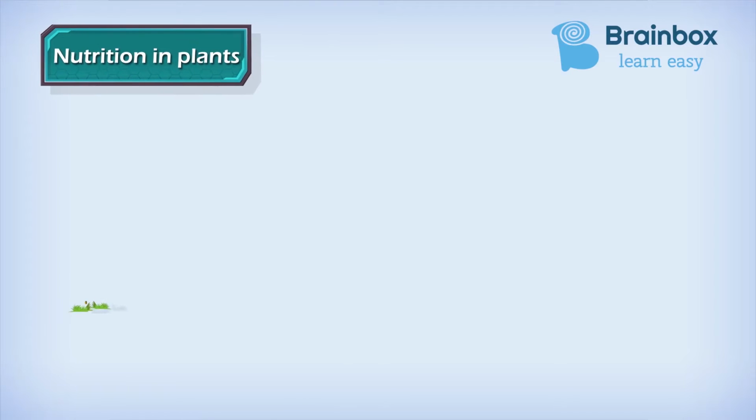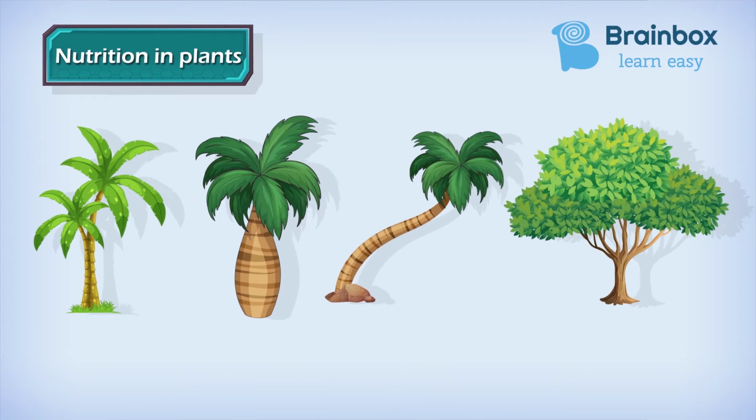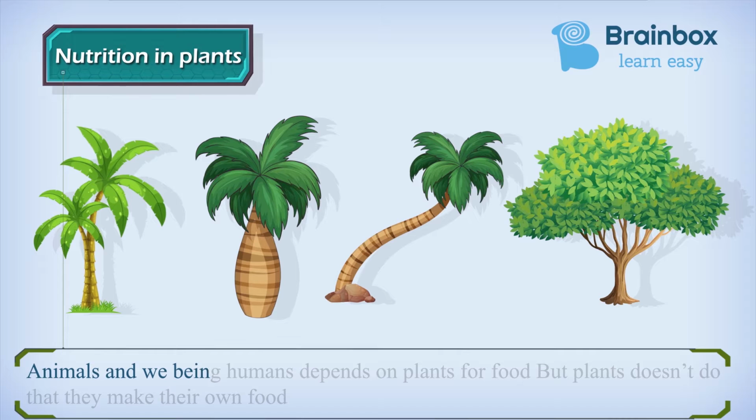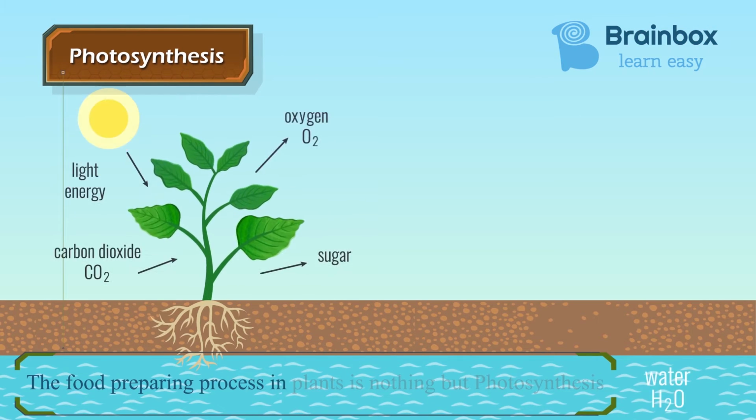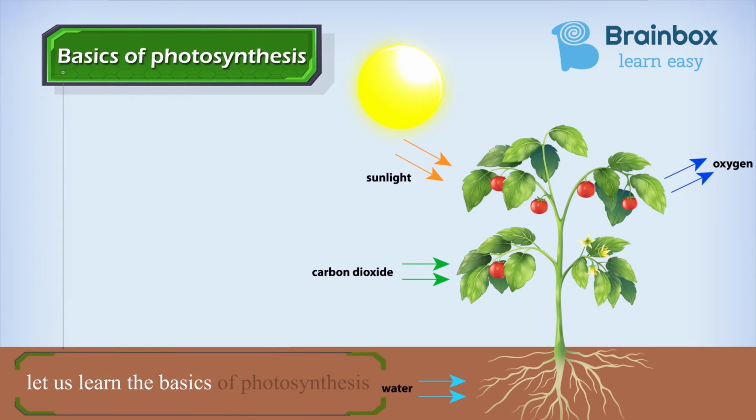Have you ever thought what plants eat? Animals, and we humans, depend on the plants for food. But plants don't do that. They make their own food. The food preparing process in plants is nothing but photosynthesis. Here, photo means light, synthesis means making. So let's learn the basics of photosynthesis.